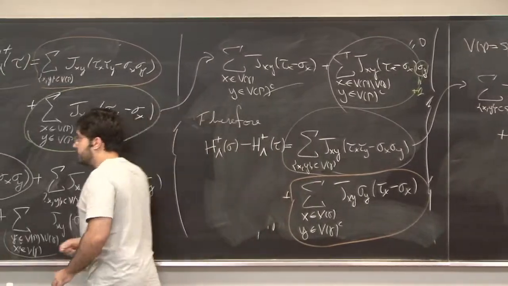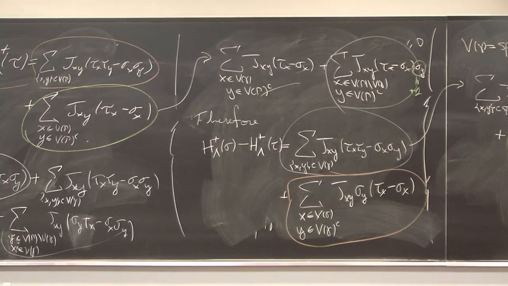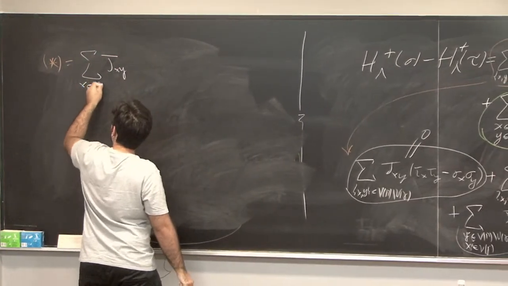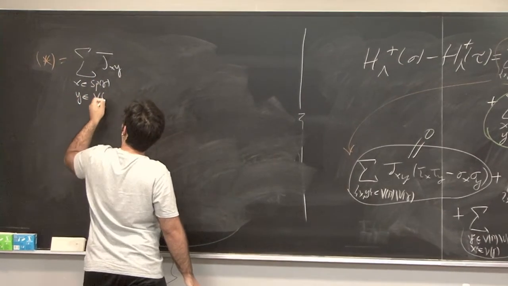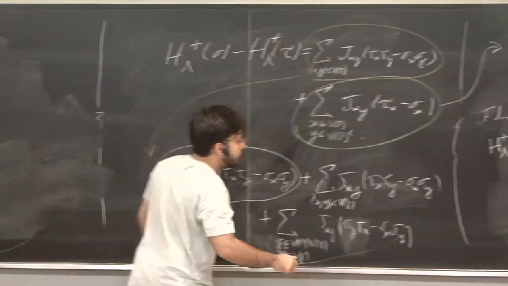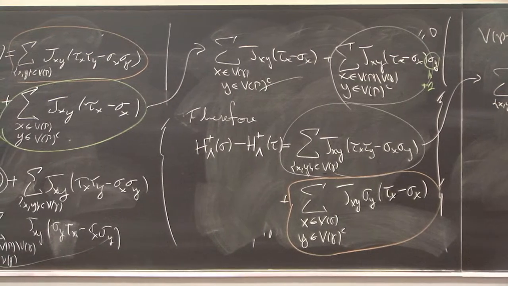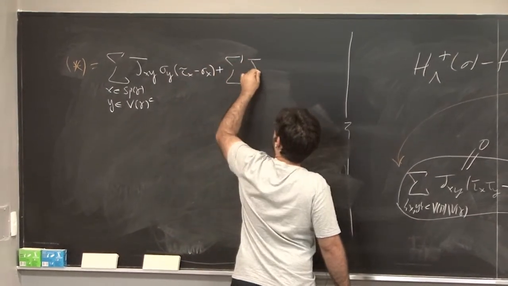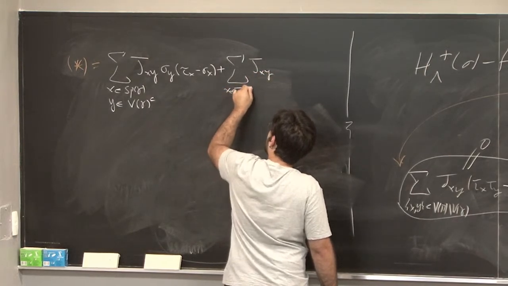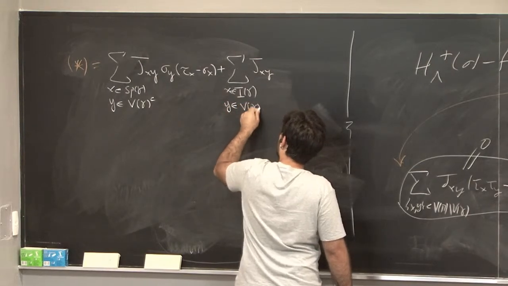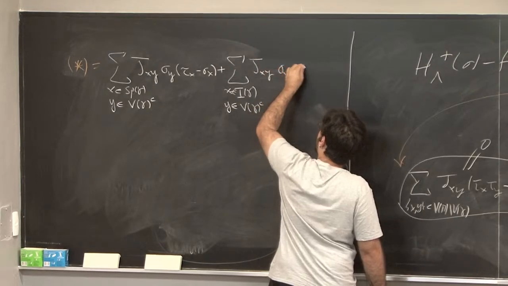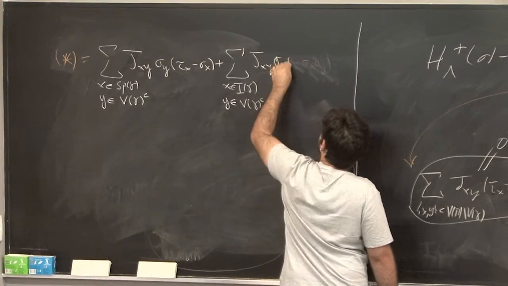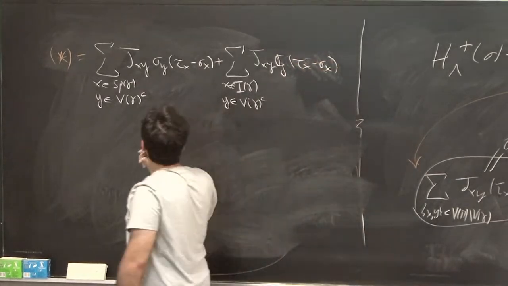And what I get when I do this is the following. So this will be the sum of jxy, x inside the support, y outside the gamma, and then I will have sigma I tau x minus sigma x, plus jxy, x inside the interior, y outside the gamma, sigma y minus sigma x, sigma y here, tau x minus sigma x.